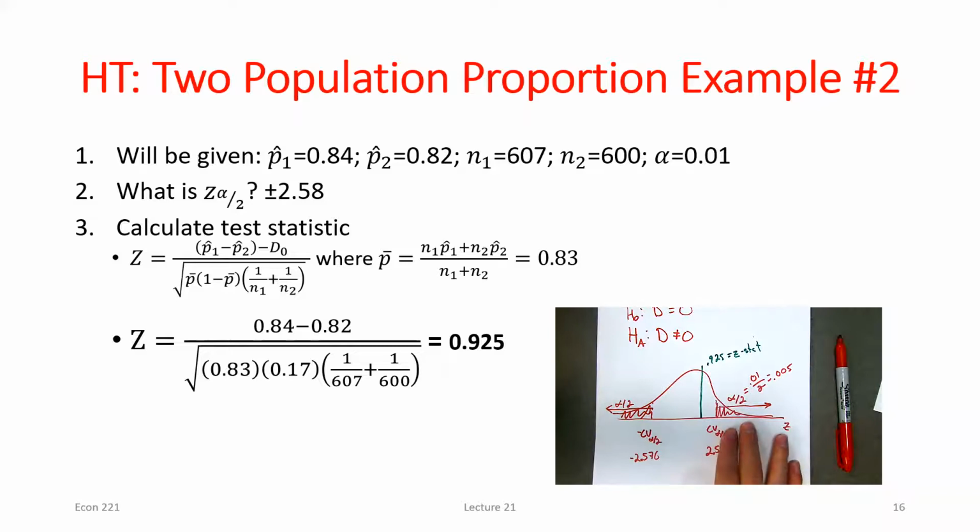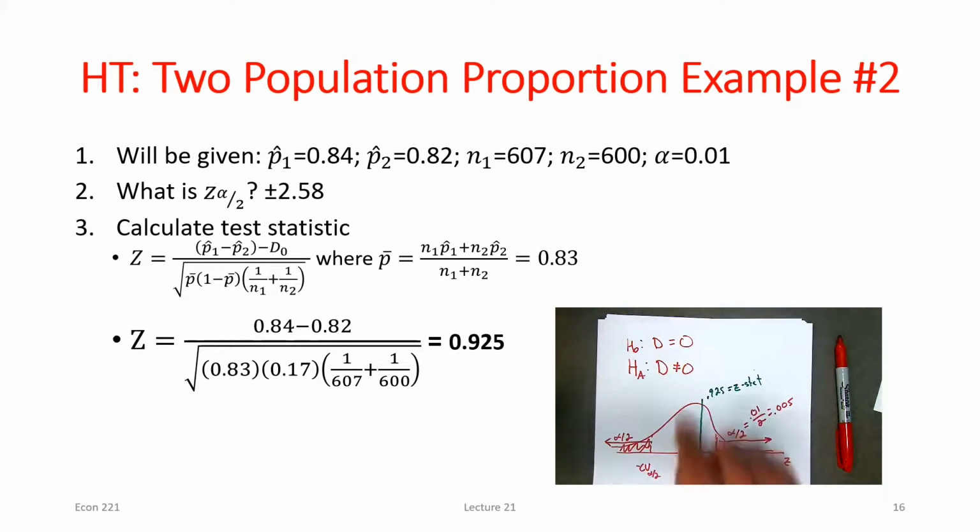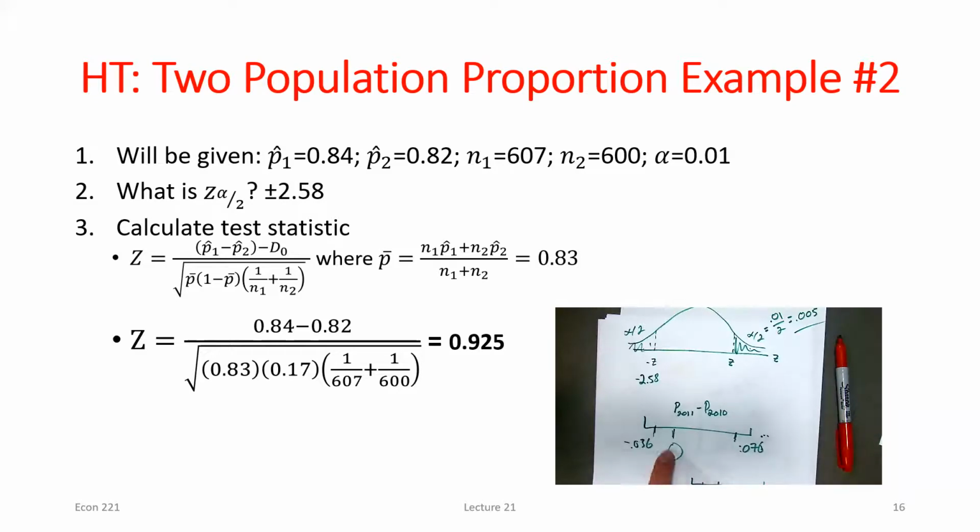Nowhere close to my rejection region, so I failed to reject the null, which is what we said. If I assume it's equal to 0, I should be failing to reject it, because based off of my confidence interval, that could be one of the possible values for the difference. 0 was in my confidence interval.